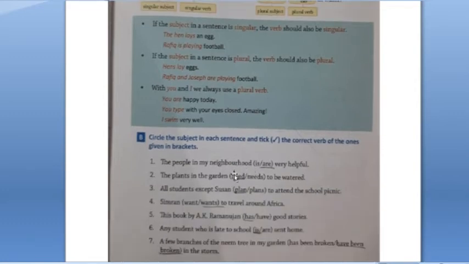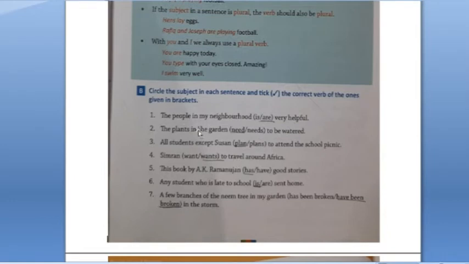Now the next exercise, B. Circle the subjects in each sentence and tick the correct verb of the ones given in brackets. So we have to tick the correct verbs. Read the first sentence. The people in my neighborhood very well. So the people in my neighborhood, people means more than one person. So the people in my neighborhood are. So the correct verb is are.